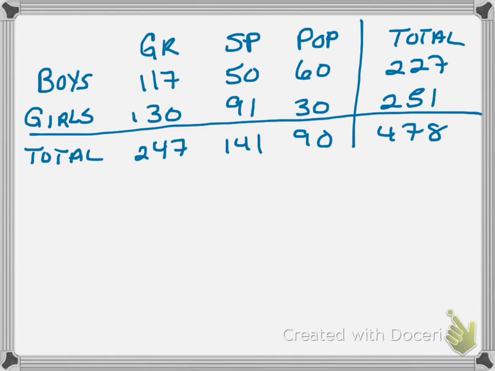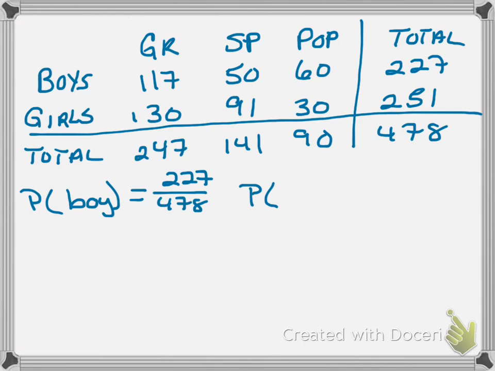Okay, now, what if I asked you, what is the probability that I was to pick a person at random and I picked a boy? So do you see that's 227 divided by 478. What if I asked you, what is the probability that I was to pick a person and their goal was to be good at sports? Do you see that's 141 divided by 478.